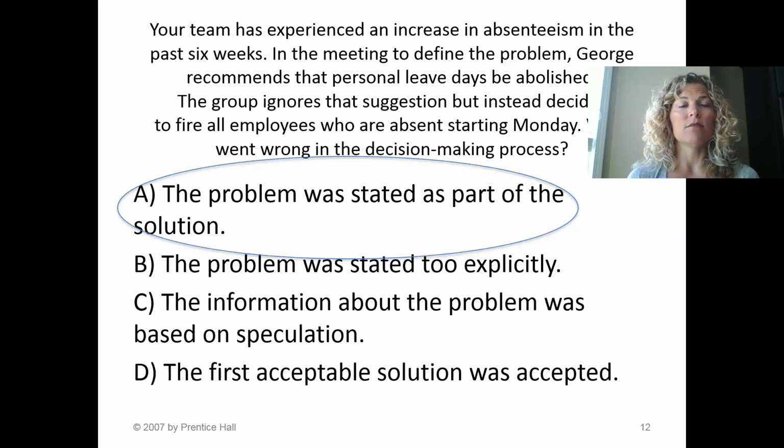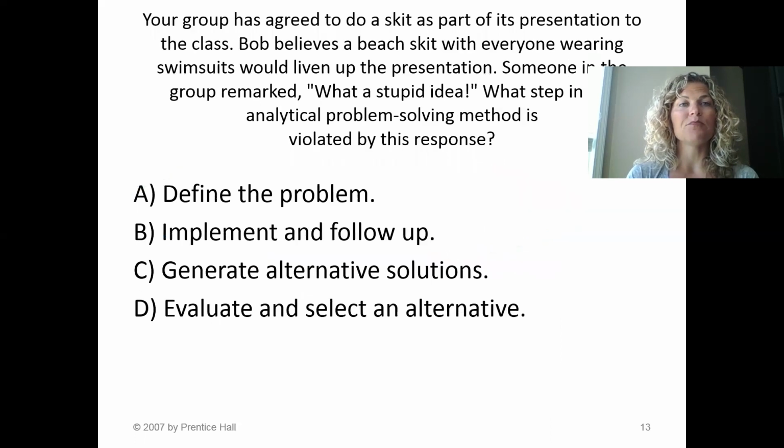There's no speculation in the information that was provided in this scenario. And the first acceptable solution was accepted. The first solution was ignored, right? And so there wasn't a ton of information on that as well. But you started seeing they're meeting to define the problem, and we start saying, what we should do is this, right? And we start providing that solution, and so we're kind of falling into that problem was stated as part of the solution type of constraint. So we want to be careful with that.